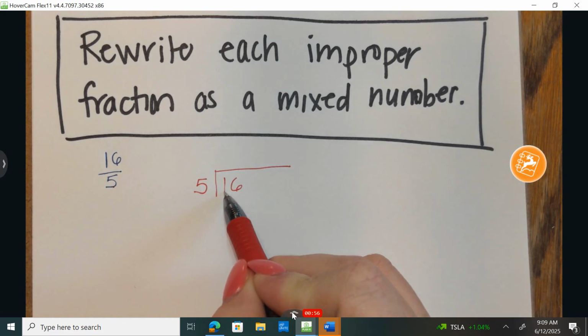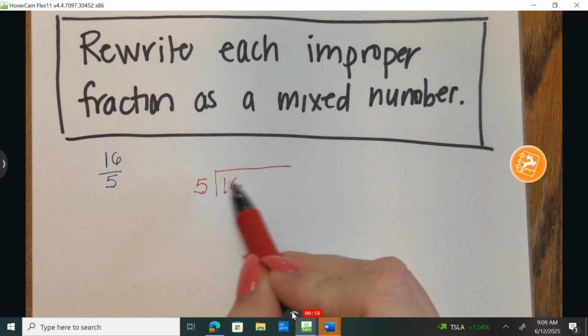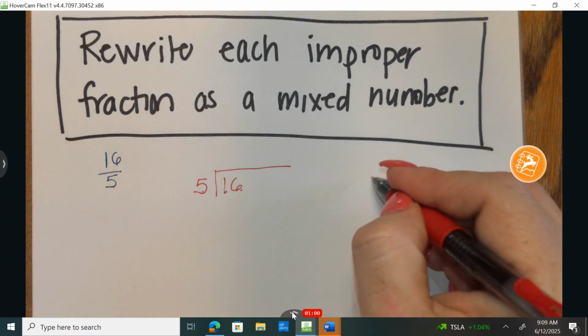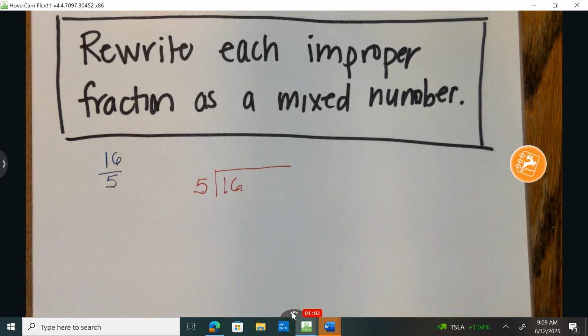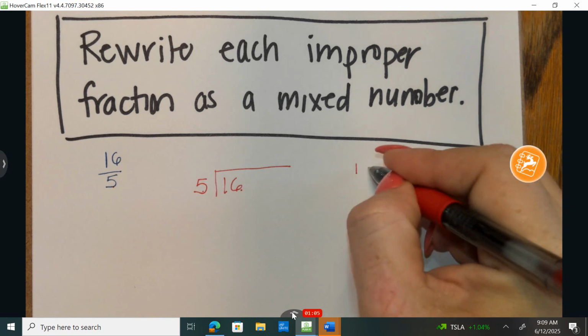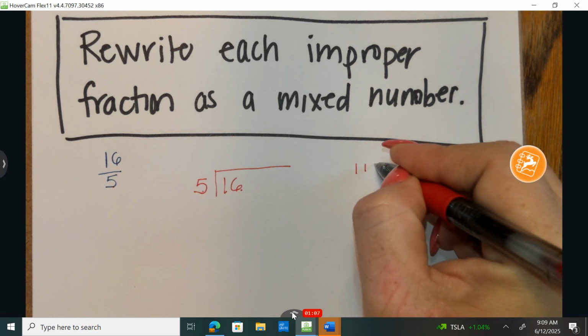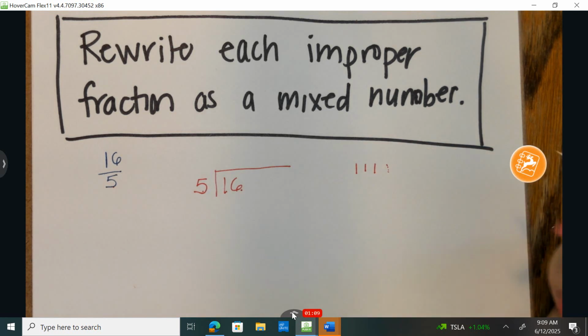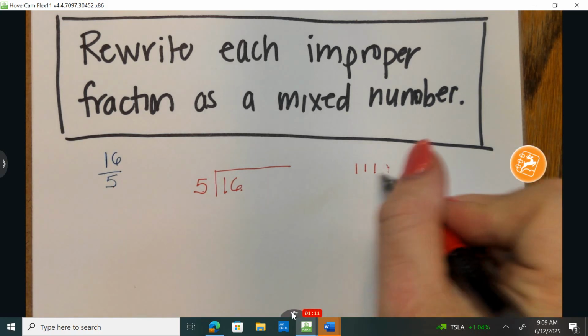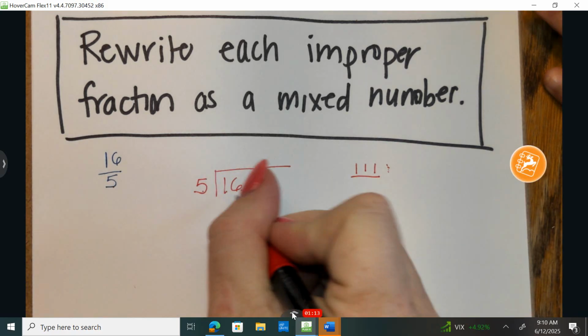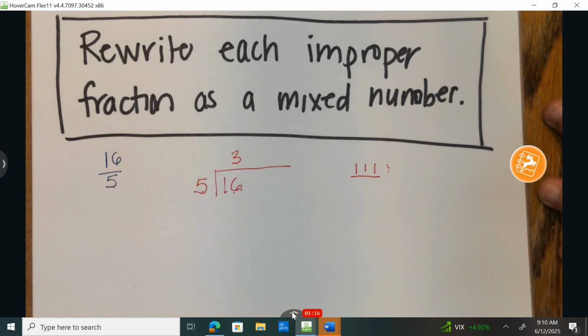It cannot. 5's too big for 1. 5 can fit into 16. Let's see how many groups of 5 fit into 16 without going over. 5, 10, 15. I can't do 4 groups because 20 is greater than 16, but I can do 3 full groups. So above the 6, I put a 3.